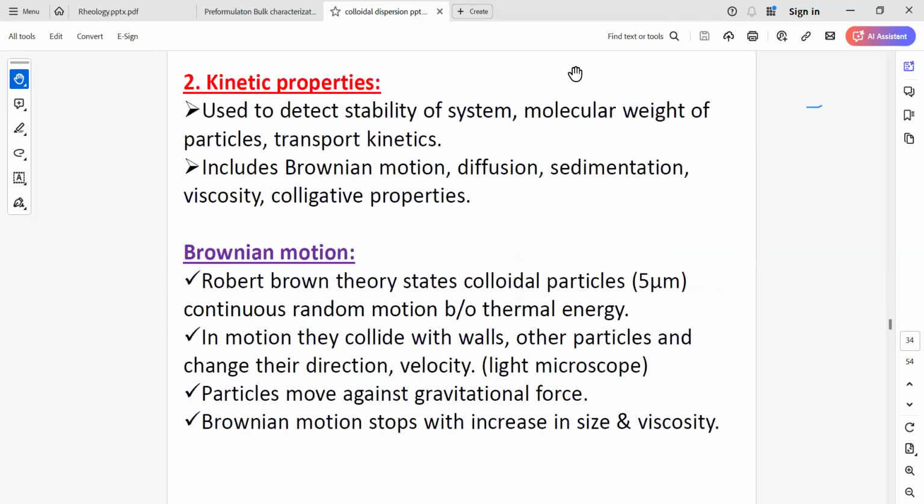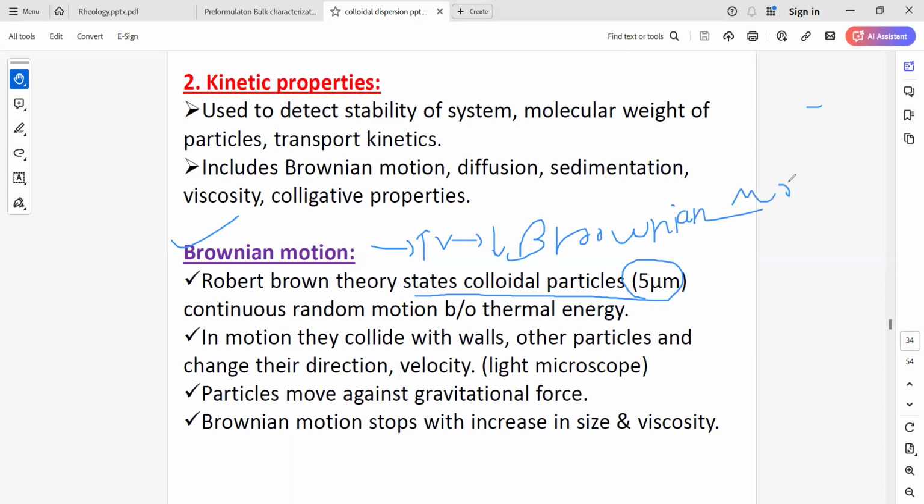Then kinetic properties, as I have discussed, Brownian motion. And Brownian motion, as I have also told you, is possible up to 5 micrometers. And how can we reduce Brownian motion? By addition of which ingredient? Viscosity modifier, right? By a viscosity modifier like glycerol or glycerine, which increases the viscosity of the system, and by increasing the viscosity, it will reduce the Brownian movement. Yes, glycerine or glycerol. So it will decrease the Brownian movement.